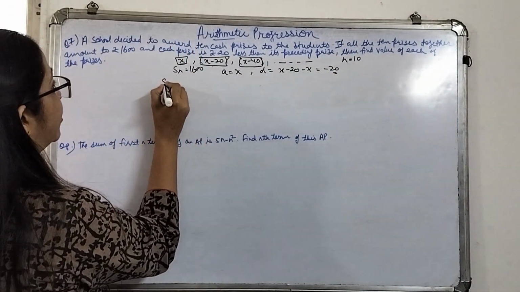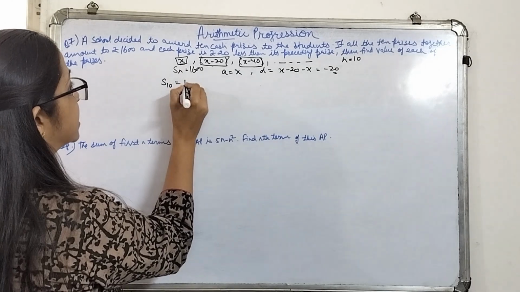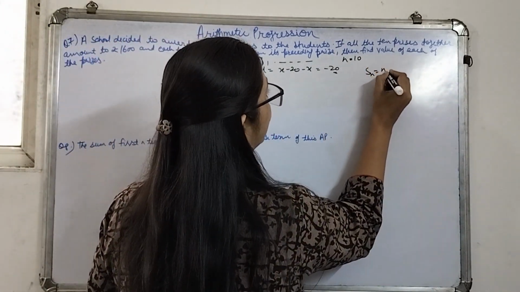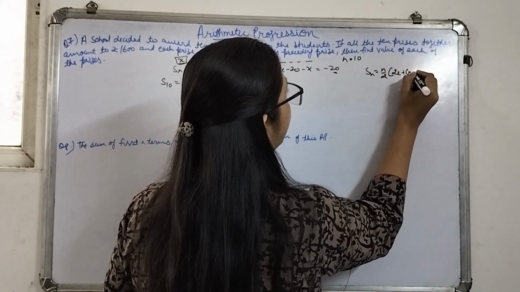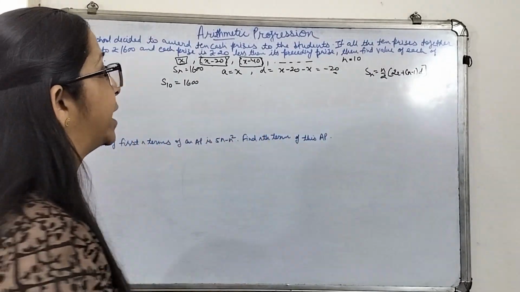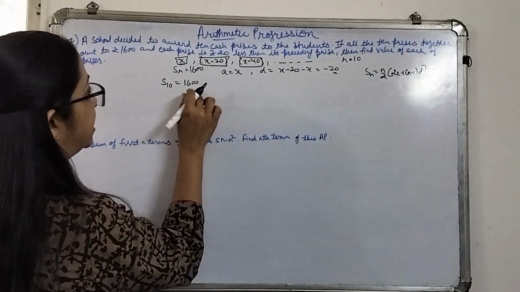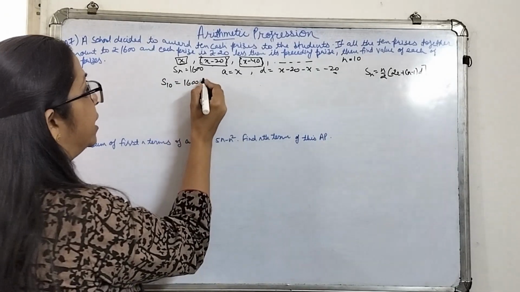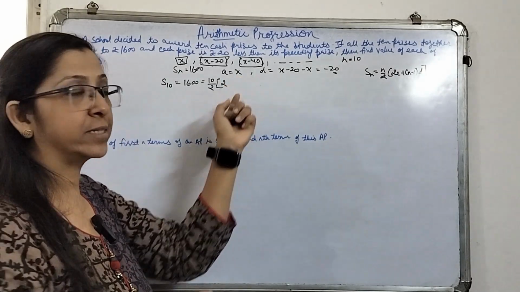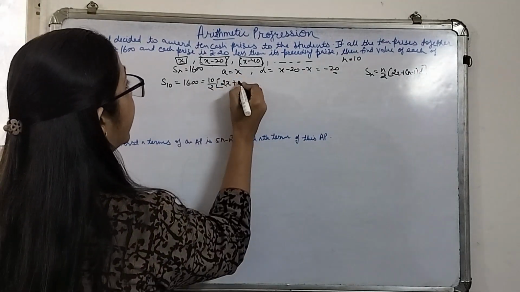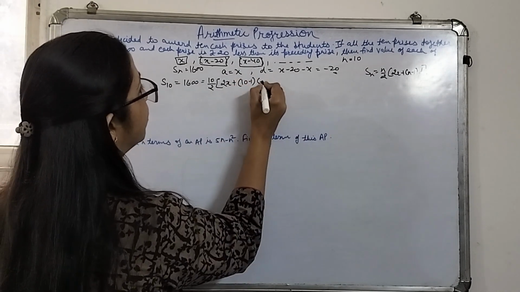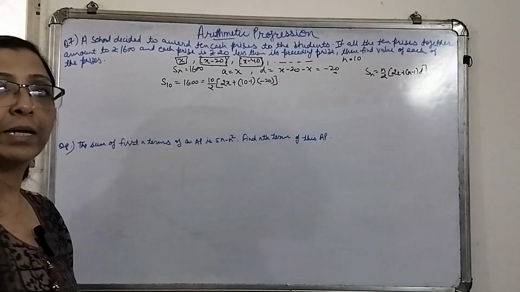Now we know that given over here is S10. S10 is 1600, it is given to us. And Sn is equivalent to n by 2 into 2a plus n minus 1 into d. This is the formula, we know that. So we'll be keeping all the values. n over here is 10. So 1600, which is the sum of the first 10 prizes, is equivalent to 10 by 2 into 2a, a is your x, plus n minus 1 into d. n is 10, minus 1, into d, which is minus 20. We have kept all the values.